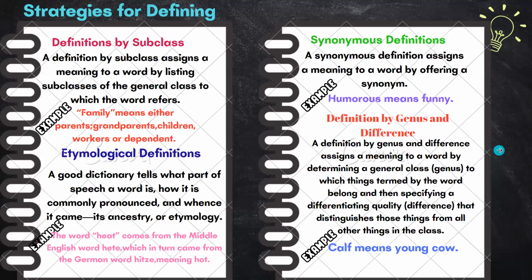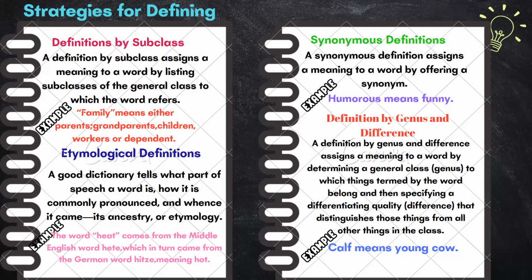The other one, definitions by subclass. A definition by subclass assigns a meaning to a word by listing subclasses of the general class to which the word refers. There is an example: family means either parents, grandparents, children, workers, or dependents.